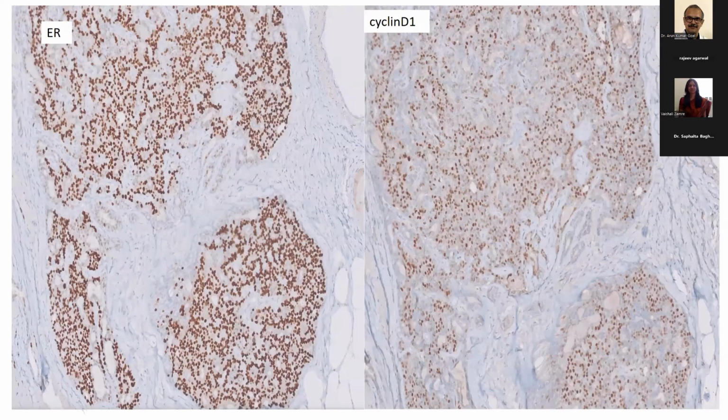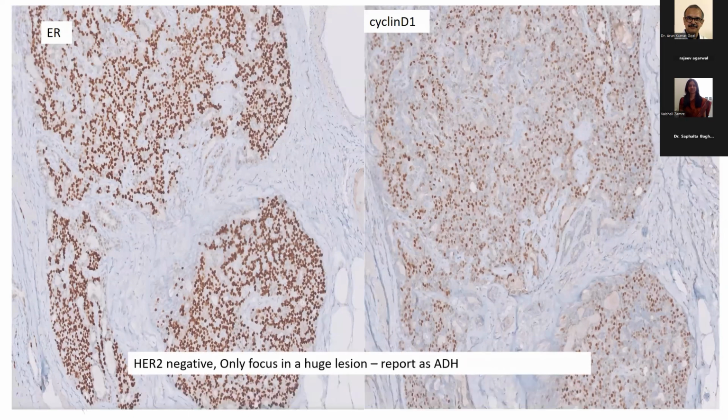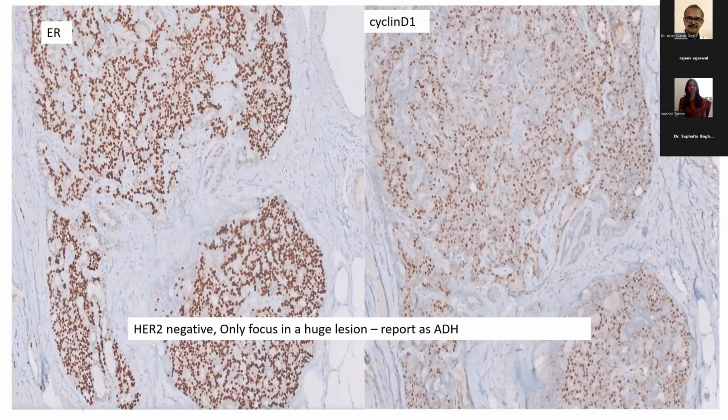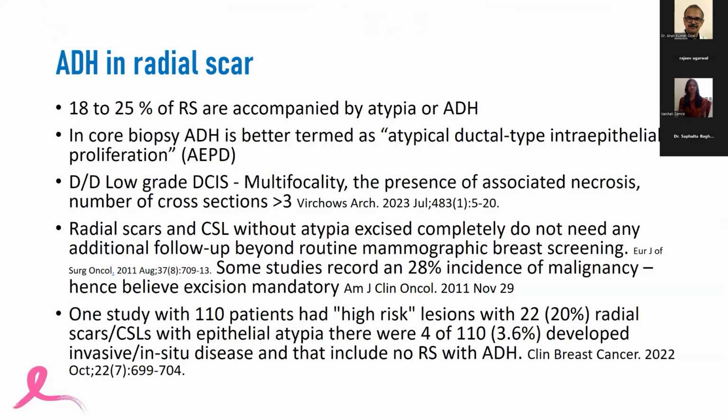The ER was strongly positive, but the cyclin D1 was again heterogeneous. HER2 was negative. This was the only focus. So we did call it ADH in a radial scar. Now, ADH in a radial scar is associated with some amount of upgrade in the final excisions, but this was the final excision. This patient we have been following for a long time.